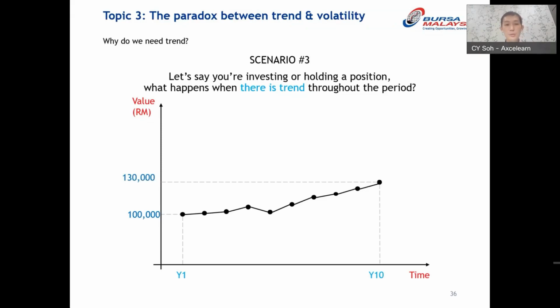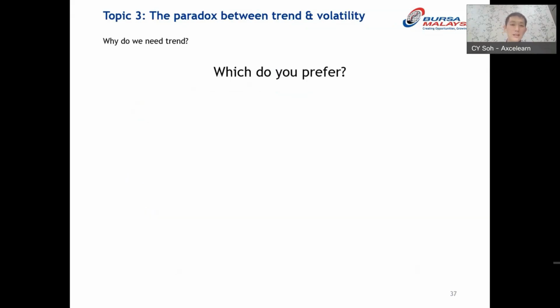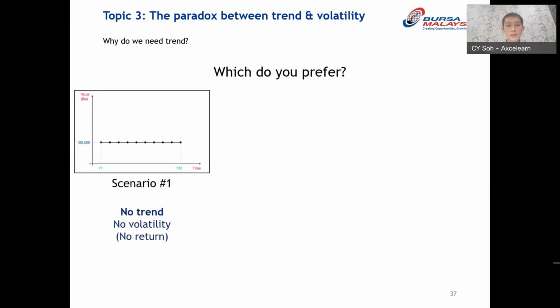So scenario number 3 would be a typical example where you invest in FD, money market fund, or bonds, or even mutual funds. Now let's go back to our main question here. Scenario number 1, in short, is there is no trend, no volatility, of course there would be no return. So if you want to take zero volatility, of course do expect that you have no return.